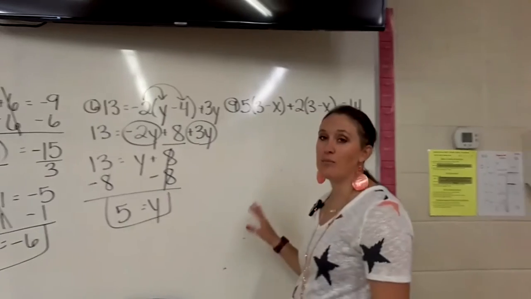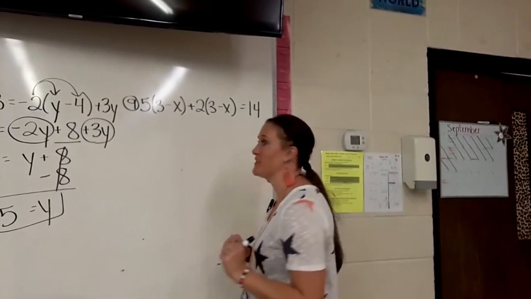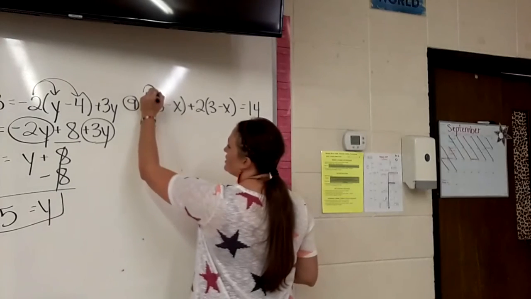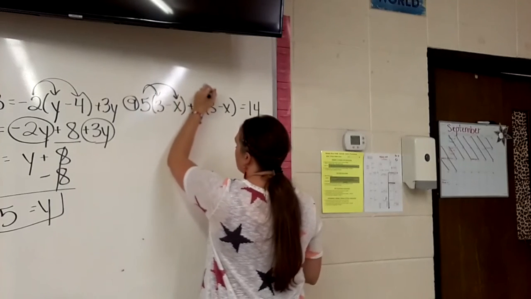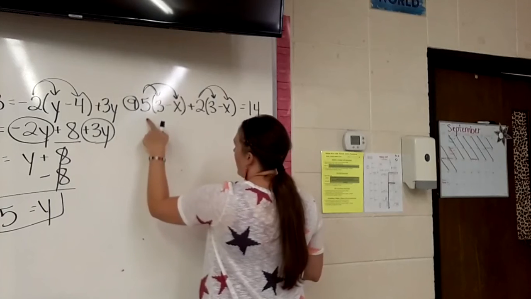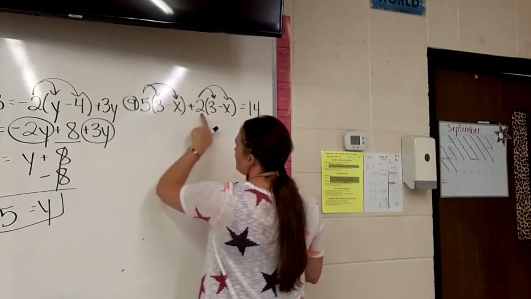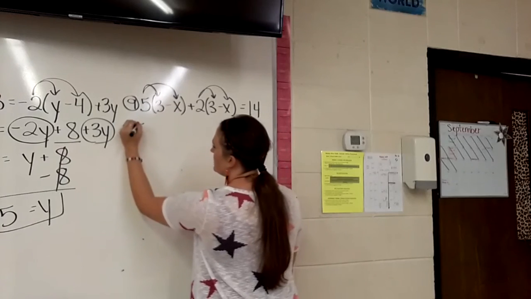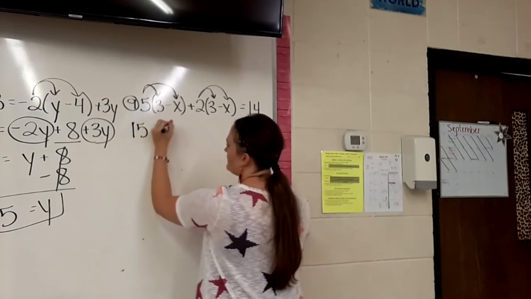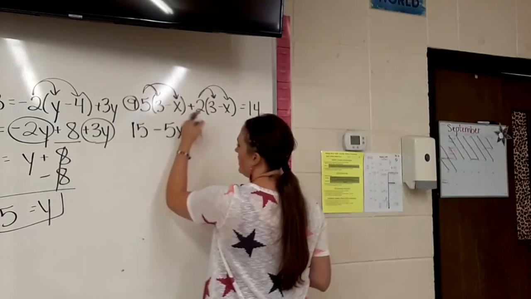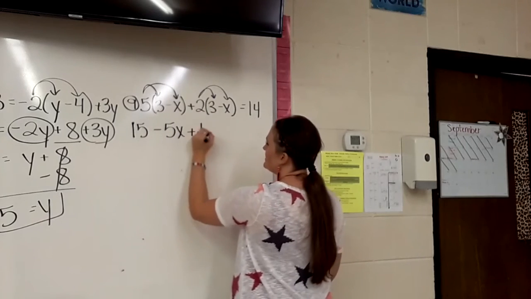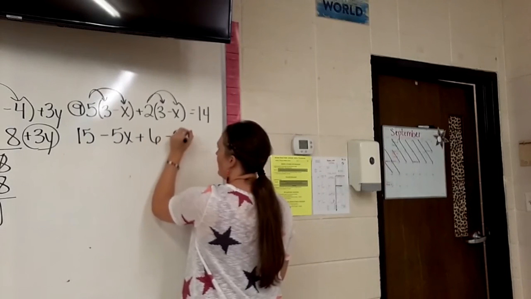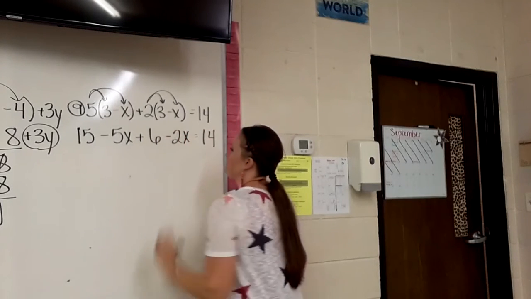Okay, and last one, number 9. This one had 2 sets of parentheses and each has a letter in it, or a variable. So I'm going to go ahead and distribute all of this. So this 5 gets distributed into these parentheses, this 2 gets distributed into these. So 5 times 3 is 15, minus 5 times x is 5x, plus 2 times 3 is 6, 2 times negative 1x is negative 2x, equals 14.